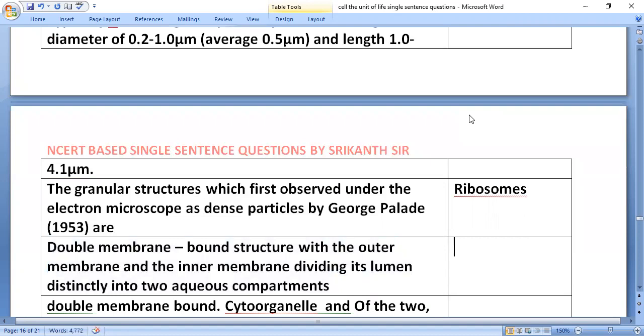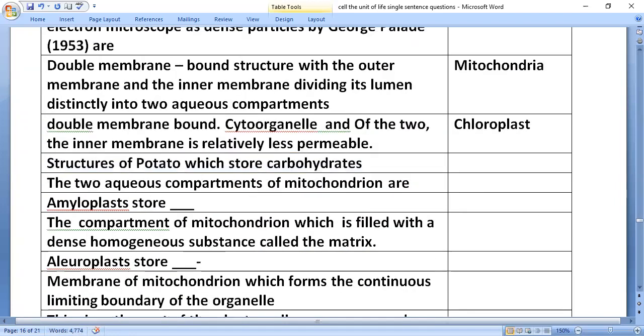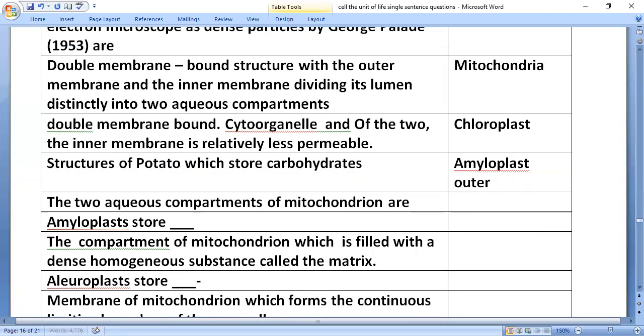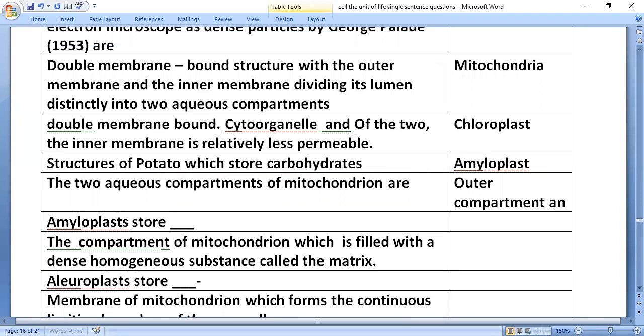Double membrane bound structure with the outer membrane and inner membrane dividing its lumen distinctly into two aqueous compartments: that is mitochondria. Double membrane bound cytoorganelle, of the two, the inner membrane is relatively less permeable: chloroplast. Structures of potato which store carbohydrate: amyloplast. The two aqueous compartments of mitochondria are the outer compartment and inner compartment.